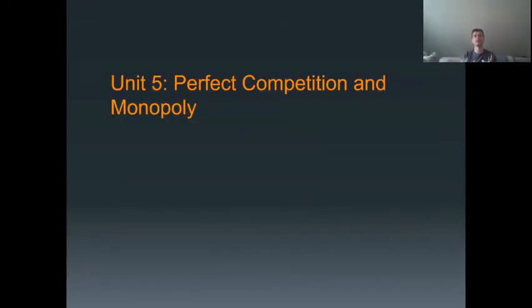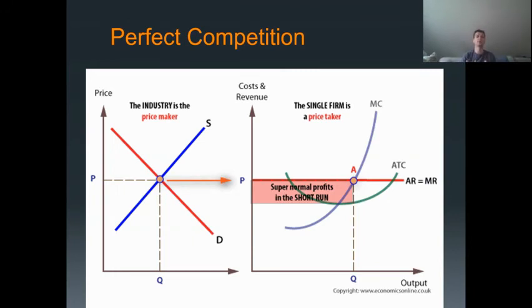Now let's take these different revenue and cost curves and apply them to market structures. First one is perfect competition. So in perfect competition, this is when you have lots of firms, crazy amounts of firms, and it's very easy to enter or exit the market, and every product is identical. So you're extremely replaceable as a firm.